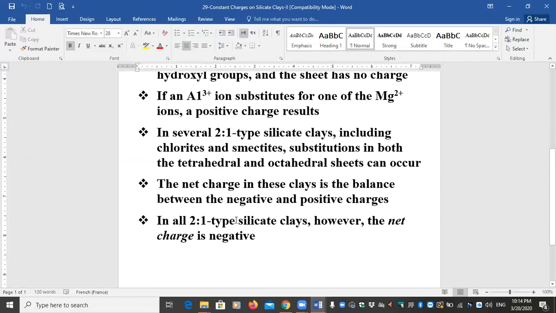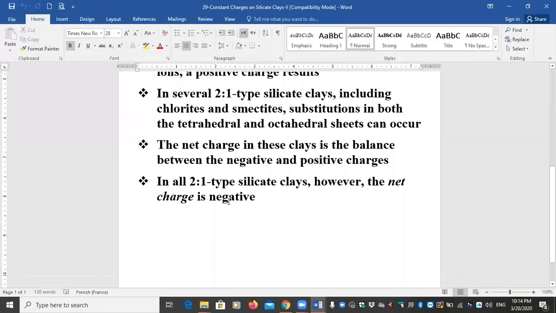So in nature, especially in the soils of Jordan, we don't have net positive charge on the clay. We have net negative charge. So the clays are negatively charged. This is why we talk about cation exchange. The cations are adsorbed on these negatively charged clays to neutralize them. So we have net negative charge.